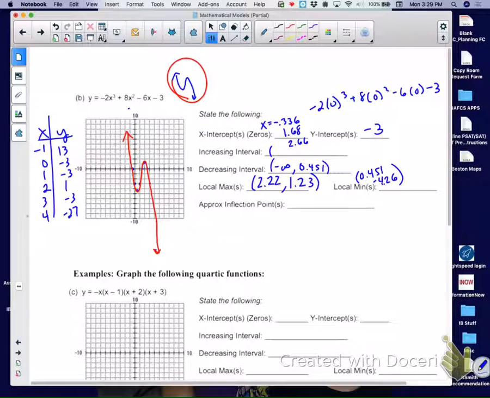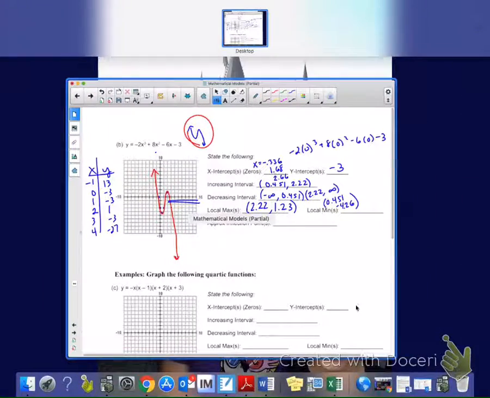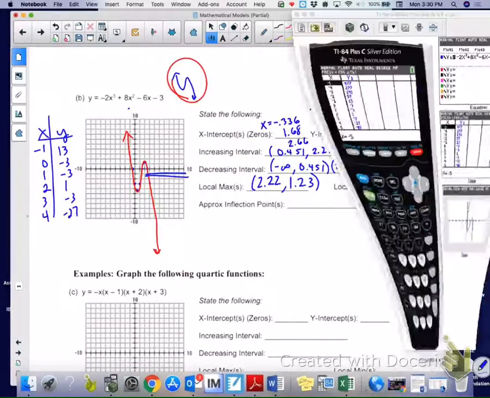Then we go up. We're going up from that same x value until we get to the maximum, which was 2.22. And then we're going down again from 2.22 until we get to infinity. Again, those are your x intervals, okay? Now, inflection point, I don't have a point really that's there in the middle that I plotted. So let's see what we can get off the graph, the calculator.